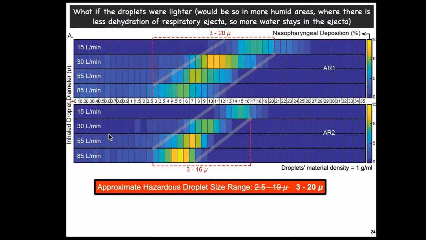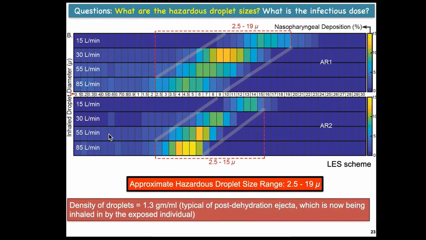And even with that, I see that the hazardous size range does not change much. So from 2.5 to 19 microns, it gets revised to 3 to 20 microns. So the droplets are still of somewhat similar sizes. So with this, I think we have answered the question that we started out from. So what are the bad droplet sizes? The bad droplet sizes are somewhere in between 2 to 20 microns, or 3 to 20 microns.